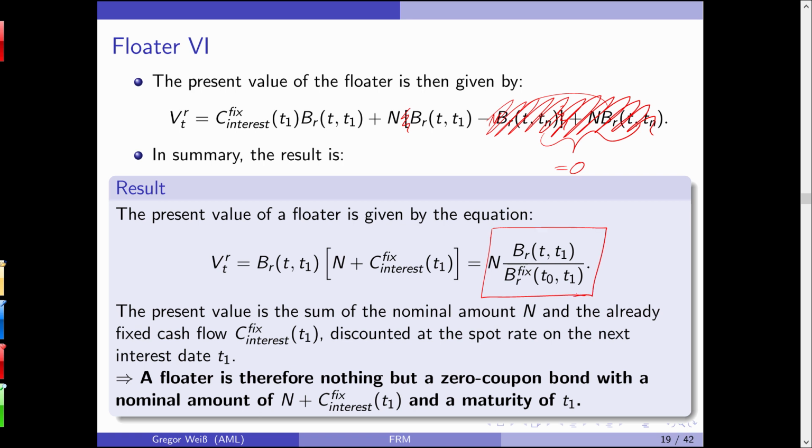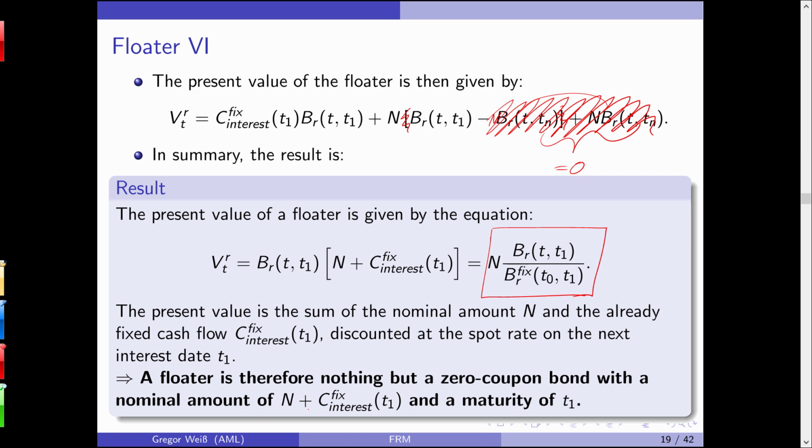So in the end, the present value of the floating rate note is the sum of the notional amount and the already fixed cash flow discounted at the spot rate on the next interest day T1. So a floater is nothing but a 0 coupon bond with a nominal amount or a notional of N plus this fixed first payment that is due on the next payment date. And this is the surprising result, that even though you have no clue about the variable interest rates in the future, and this future might run for another 20 years, for valuation it doesn't matter.